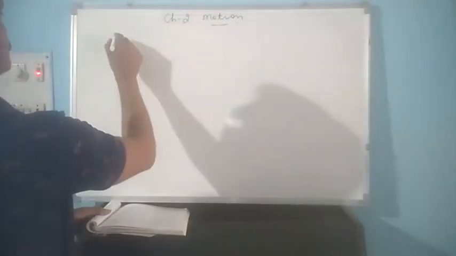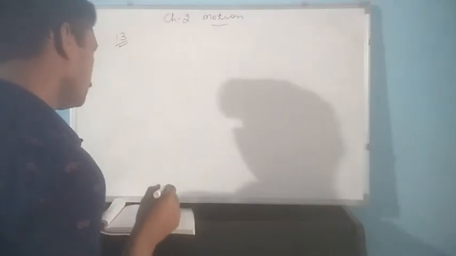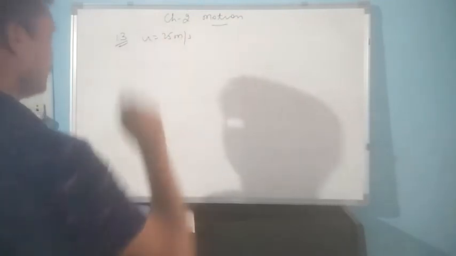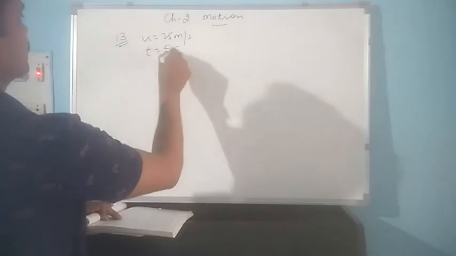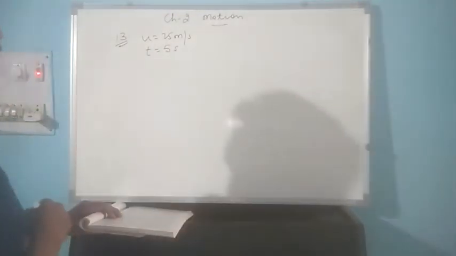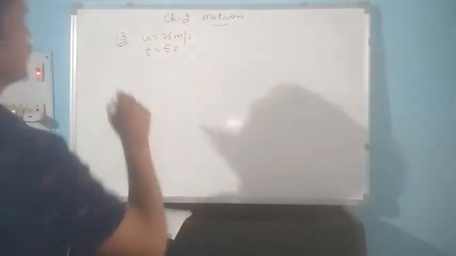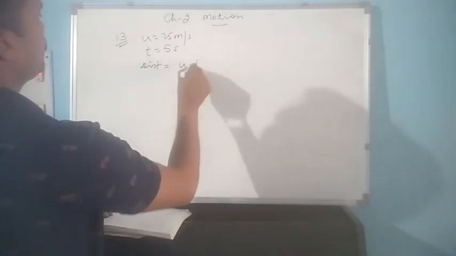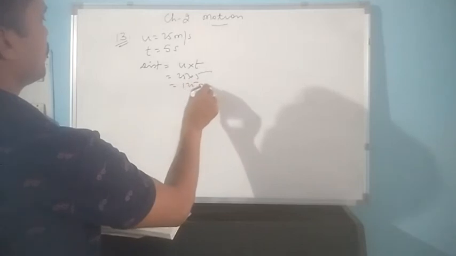So we can start with question number 13. It's given the car travels with a uniform velocity. So this is initial velocity, given 25 meter per second for 5 seconds. Now since the body is moving with uniform velocity, we can find its distance using the formula speed into time, that is 25 into 5, which is 125 meter. This is the first answer.